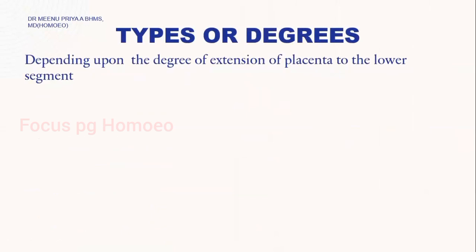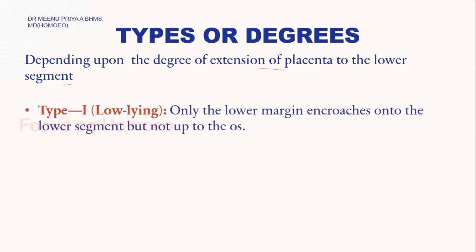Now, types or degrees. So degrees of placenta previa, depending upon the degree of extension of placenta on the lower uterine segment, it is categorized into various types. So first type is type 1, which is called low lying. Here only the lower margin is covered by the placenta and encroaches onto the lower segment, but not up to the os. It doesn't touch the os.